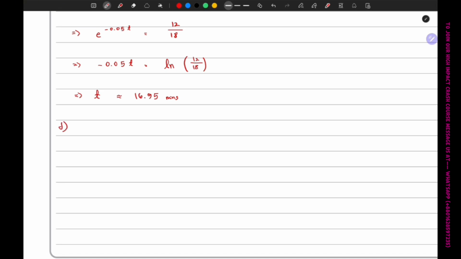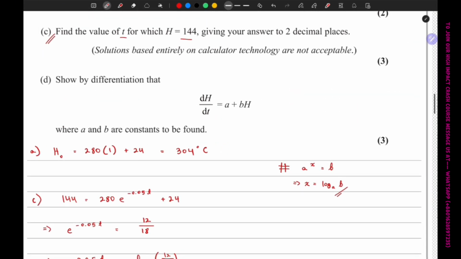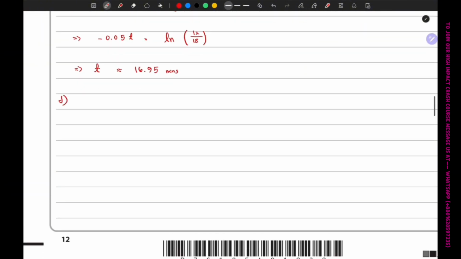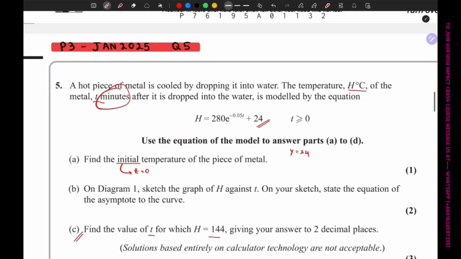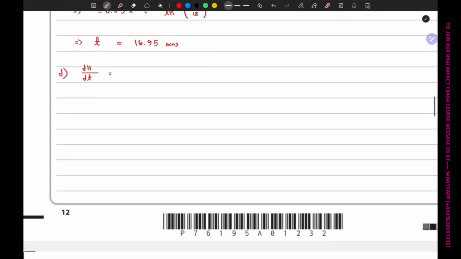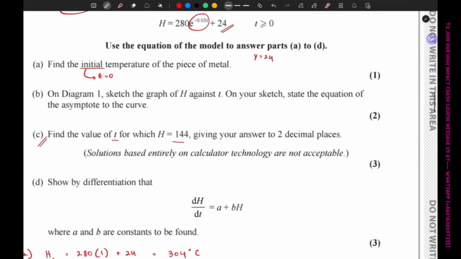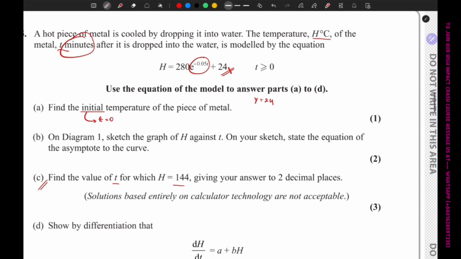Now let's move on to the next part, which is that we need to differentiate this equation. So if we differentiate this equation, since this is a constant, you can leave it by the side. The derivative of this will be negative 0.05 t. So it's negative 0.05 times 280 e to the power negative 0.05 t, and the derivative of 24 is 0.